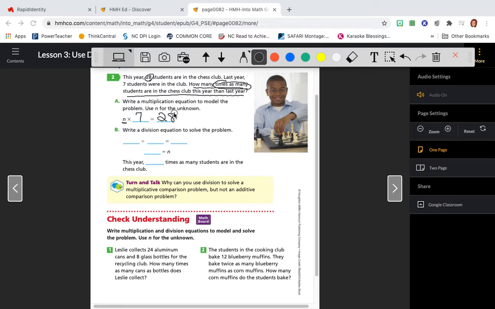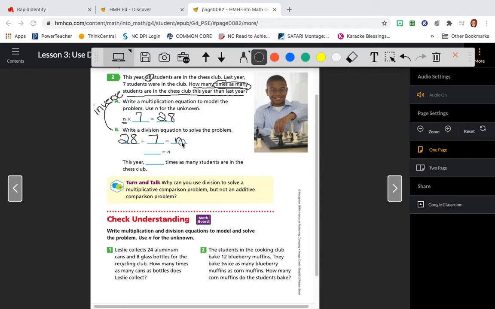So let's look at B. It says write in division. Remember, these 2 are inverse operations. They're the opposite. Okay? You're undoing each other. So let's use the numbers that we have to create our division equation. We have 28. So when we're writing a division equation, we're going to start with the larger number. So we're going to say 28 divided by 7 equals, this is our unknown, so we're going to put an n there for our unknown.